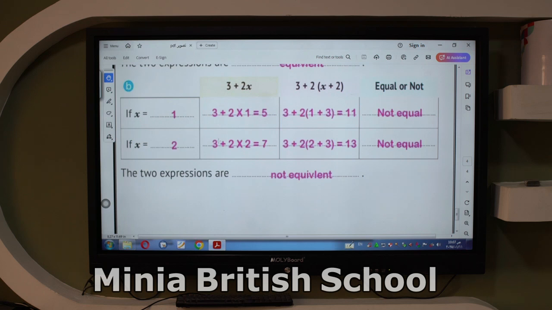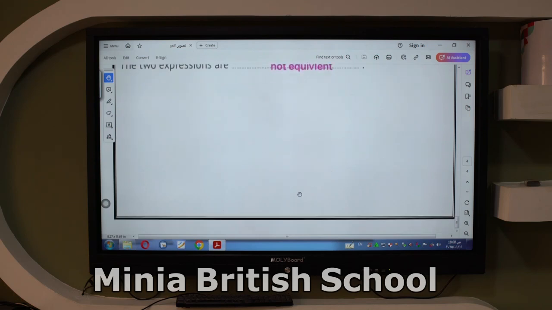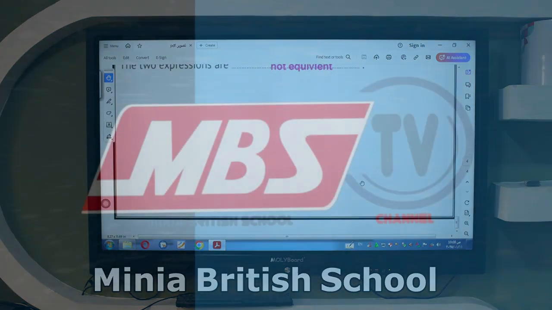But from the first value, you know that it's not equivalent. x equals 2, then 3 plus 2 times 2, answer times first. You can't say 3 plus 2 equals 5 times 2. No, it's wrong. Times first, then 2 times 2, 4. 4 plus 3, 7. And in the second expression, I will take x, put its value 2, then answer the bracket first. 2 plus 3, 5. 5 times 2, 10. 10 plus 3, 13. 7 and 13 are not equal. Then the two expressions are not equivalent. Okay, good luck.